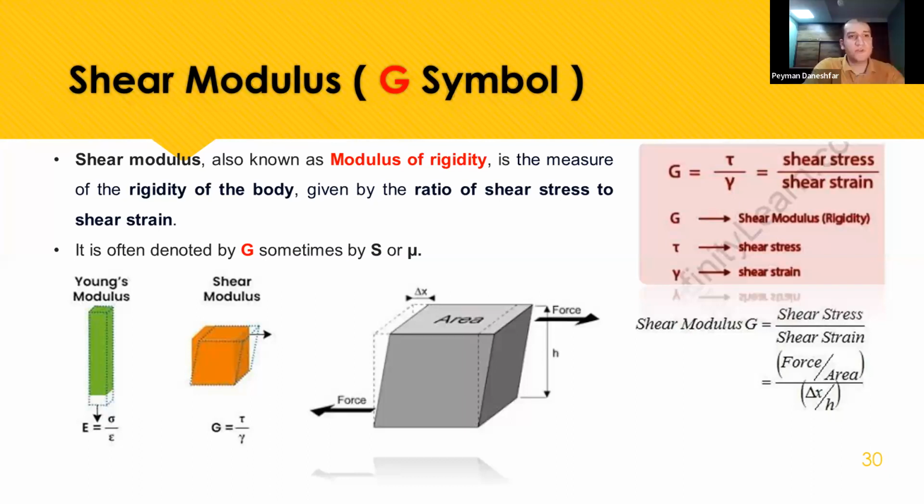If you remember, the Young modulus is shown with E and the shear modulus with G. And shear modulus is a ratio of the shear stress and shear strain. Keep this formula in your mind because we need it for solving our problem.